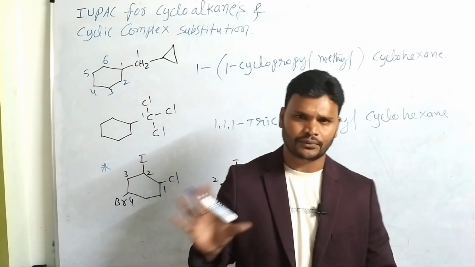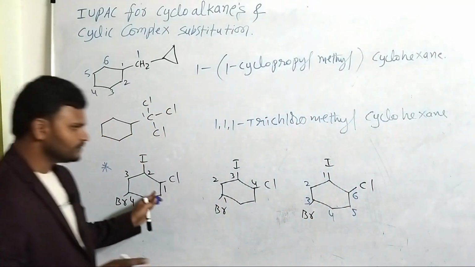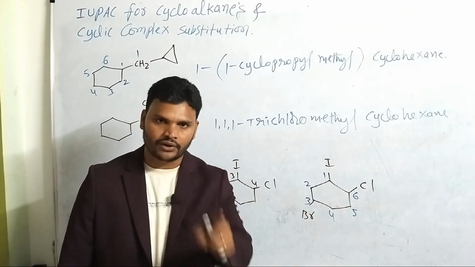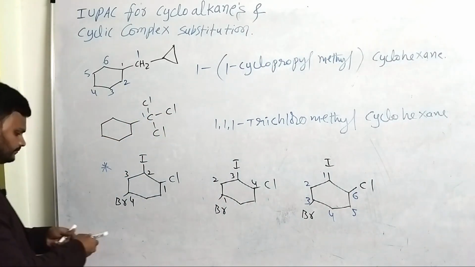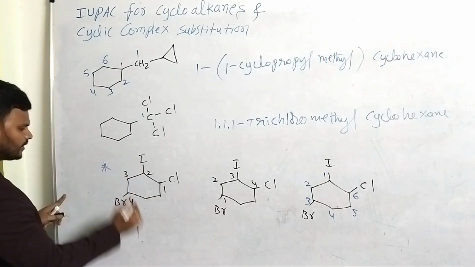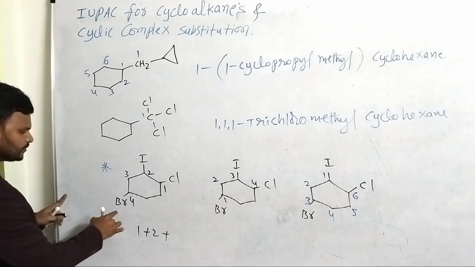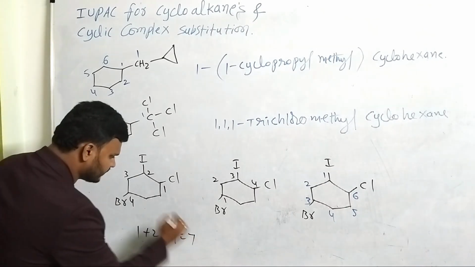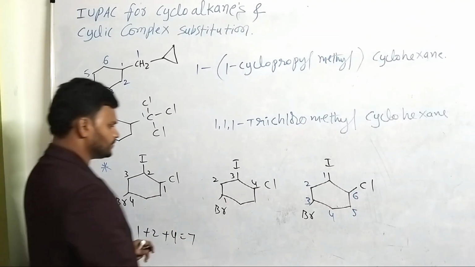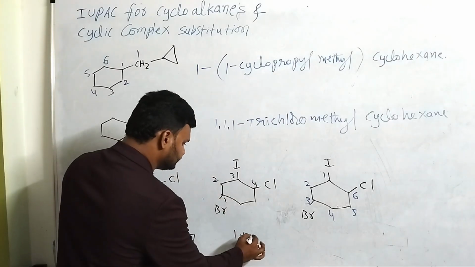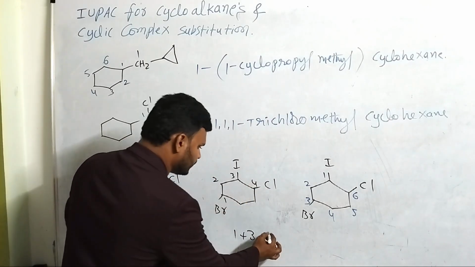Yeah, these are the possibilities. First you have to write the possibilities. Next, you have to calculate where the lowest sum rule is. Here first position chlorine, second position iodine, fourth position bromine. 1 plus 2 plus 4, 7. The lowest sum so far is 7. Next, here first place bromine, third place iodine, fourth place chlorine.